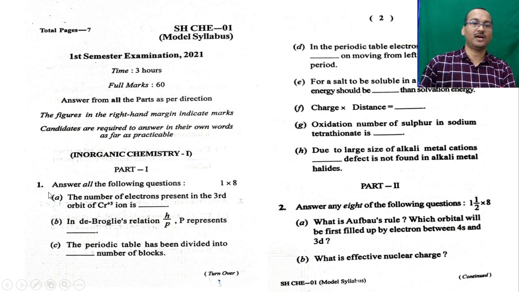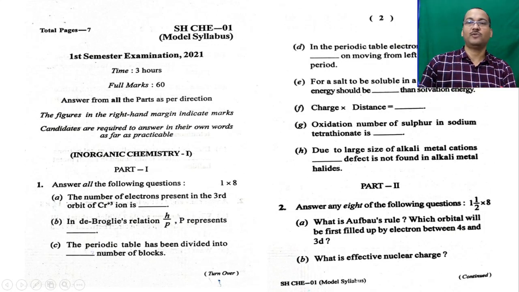So question number 1, the number of electrons present in the third orbit of chromium ion. Then in de Broglie equation relation H by P, the P represents what? So what is P? The next question, the periodic table has been divided into dash number of blocks. So how many blocks are there in a periodic table?